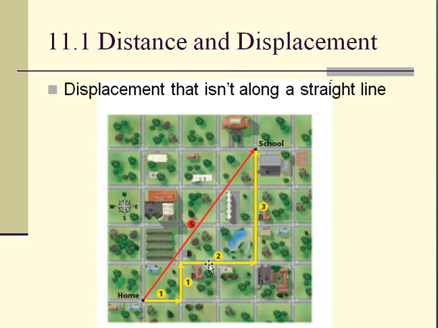If displacement isn't along a straight line, all you have to do is make the straight line, and then if it's a right triangle, you can use the Pythagorean theorem, which is a squared plus b squared equals c squared. Or if each grid is like a centimeter square, you can measure it. That would be fine too.